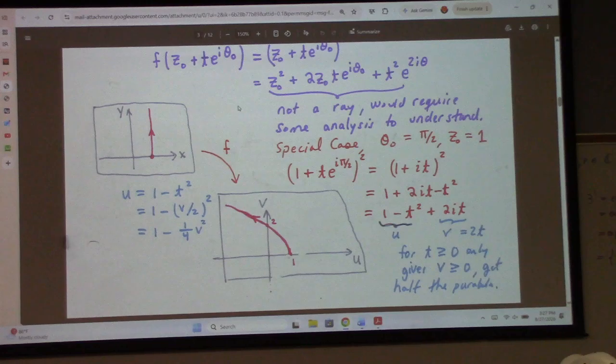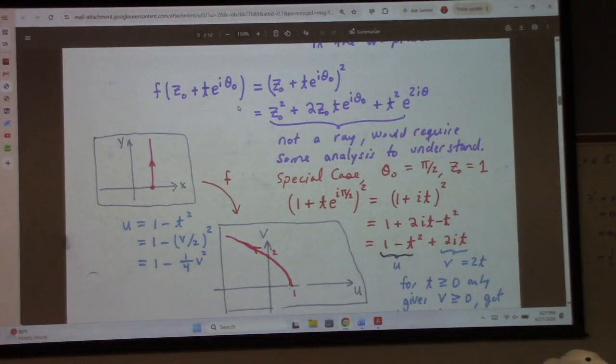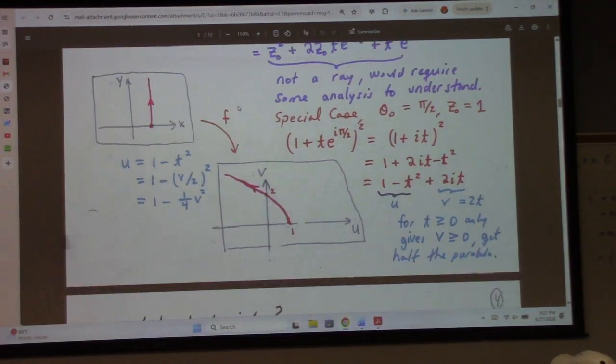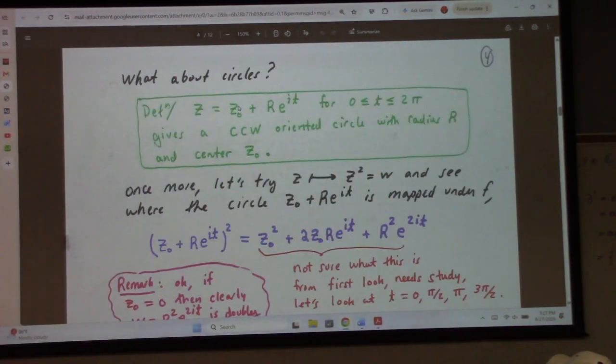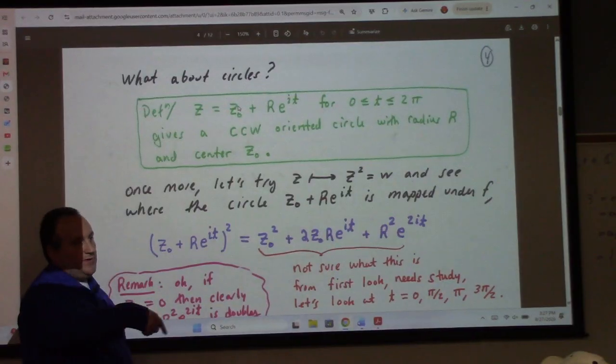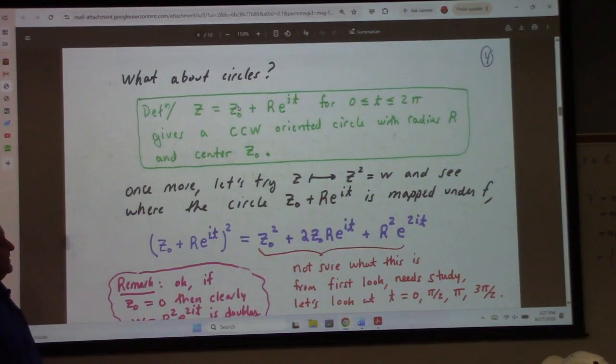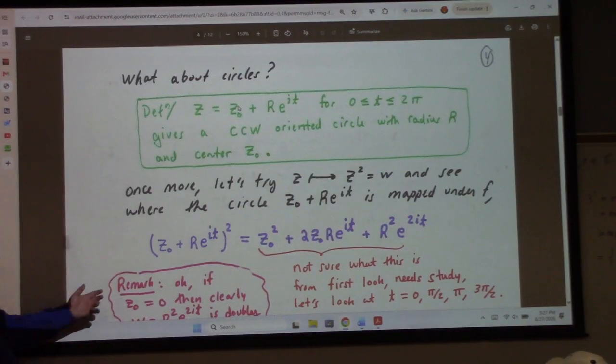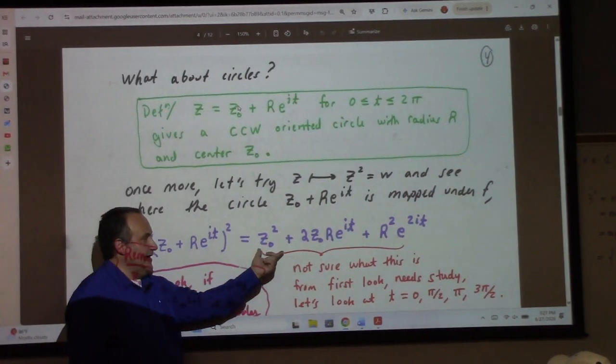So I was able to hack my way through and figure out what the thing looked like in that special case, right? But what about circles? Well, a circle is parametrized in the form z naught plus re to the it, and we just want to go one time around, so 0 to 2 pi, right? And that gives a counterclockwise oriented circle with radius r and center z naught. If I square that, I get this. I don't know what that is.